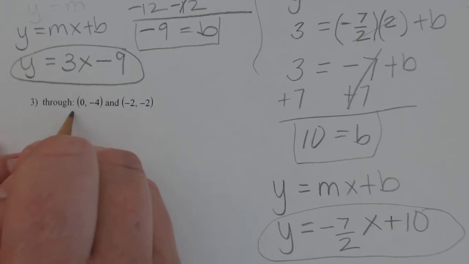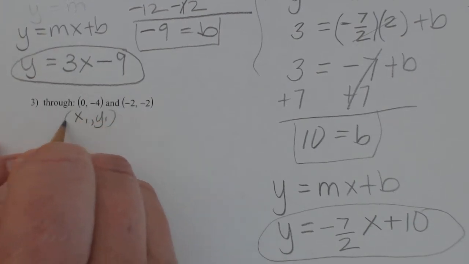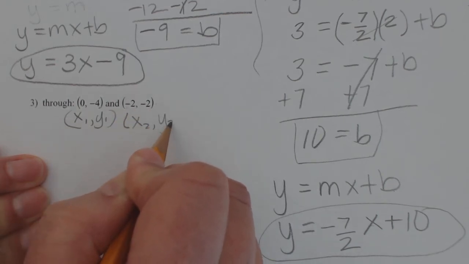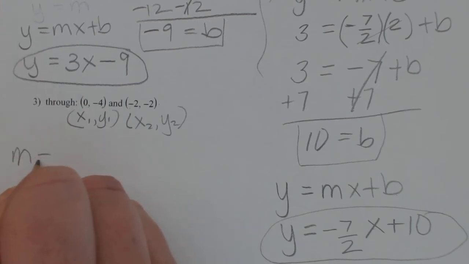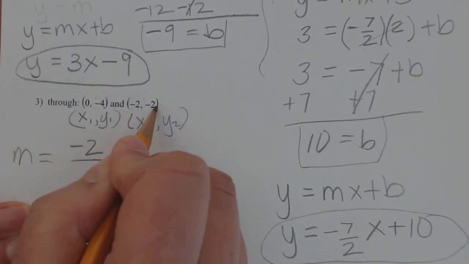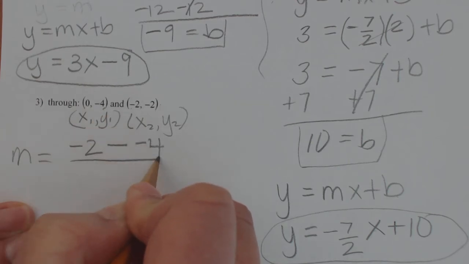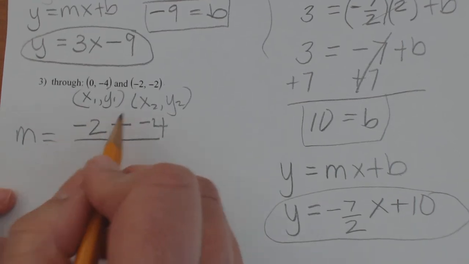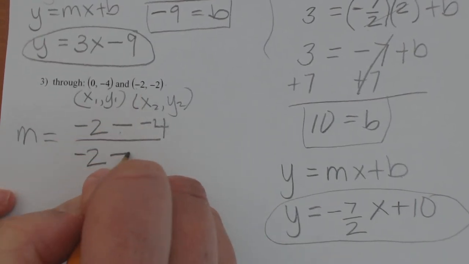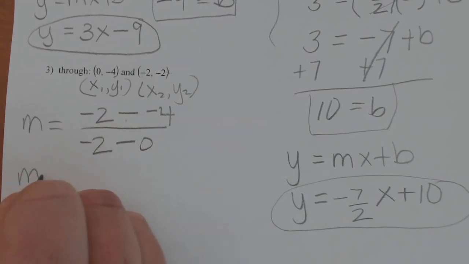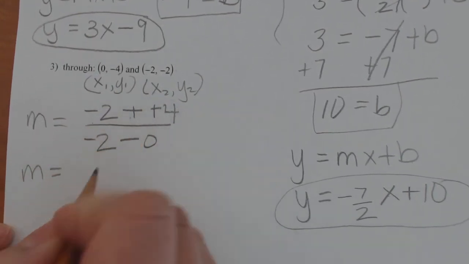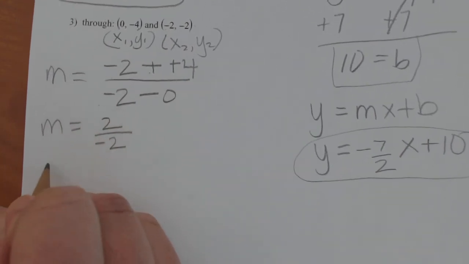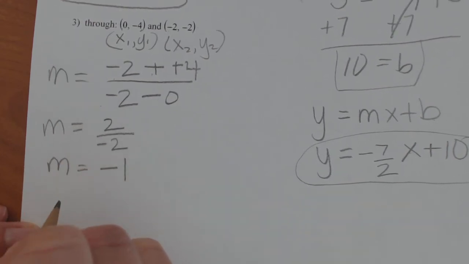The next one: through the first point, x1, y1, (0, -4), through the second point (-2, -2). So this is x2, y2. Let's substitute into slope. y2, which is -2, minus y1, which is -4. Putting that minus in really helps, especially if you have to put a negative number in for that second one. x2, which is -2, minus x1, which is 0. So m equals -2 minus -4, which is really plus 4, so that's 2, over -2 minus 0, which is -2. I may reduce that. m equals -1.